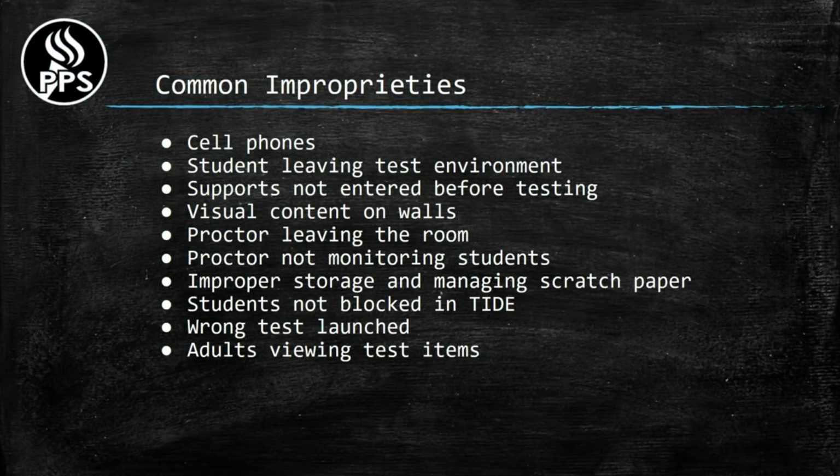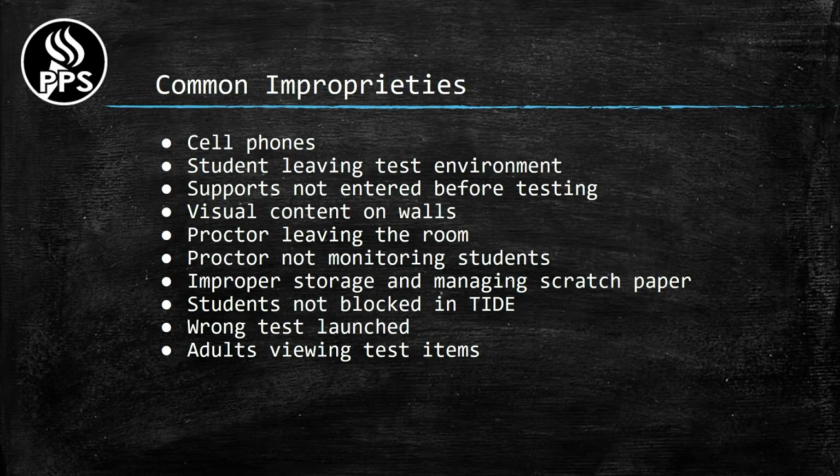The following list contains situations that resulted in the most common improprieties within PPS. Cell phones, students pulling them out during testing. A student leaving the test environment with an active test and Chromebook in hand. Supports not being entered before testing started. Visual, instructional material on the walls of the classroom. The test administrator who launched the test leaving the room.